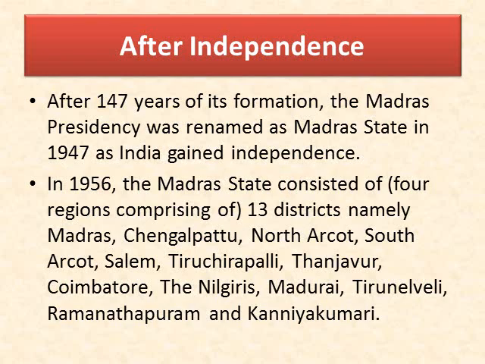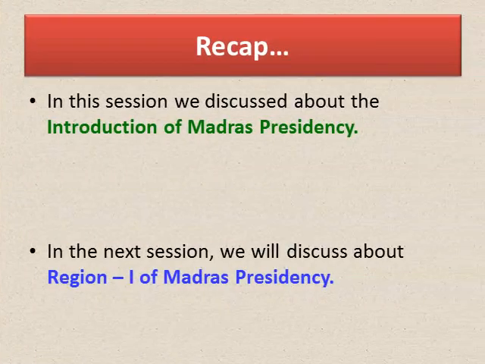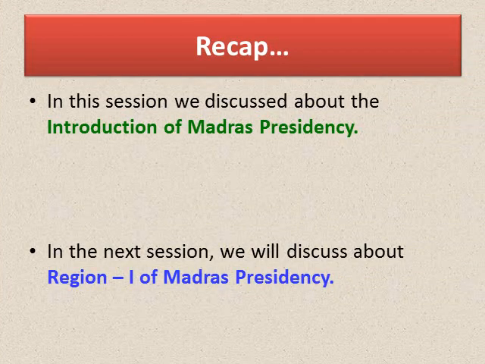And Kanyakumari, K-A-N-N-I-Y-A-K-U-M-A-R-I, Kanyakumari. It was officially renamed as Tamil Nadu in 1967. In 1967, the state of Madras was renamed as Tamil Nadu. Dear children, the state, that is Madras state, was renamed as Tamil Nadu on 14th January 1969 by the Chief Minister C.N. Annadurai.